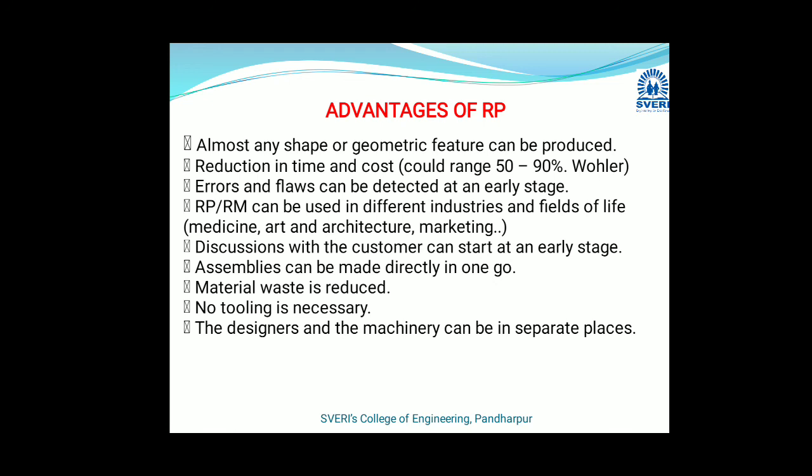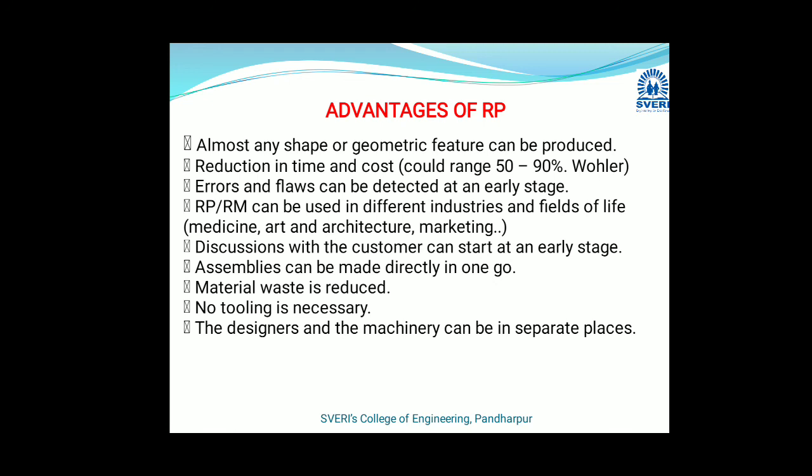First, almost any shape or geometric feature can be produced. By using these RP techniques, we can easily create any type of shape and geometric feature. There is a reduction in time and cost, by 50 to 90%. Errors and flaws can be detected at an early stage. Rapid prototyping can be used in different industries and fields of life: medicine, art, architecture, and also marketing.